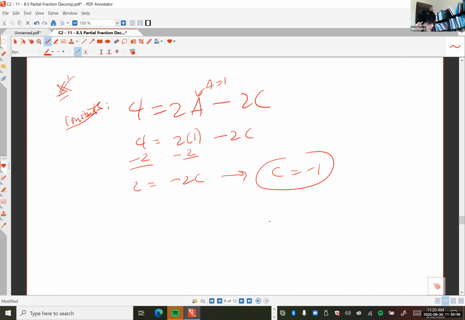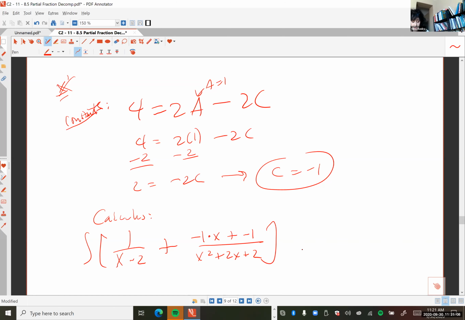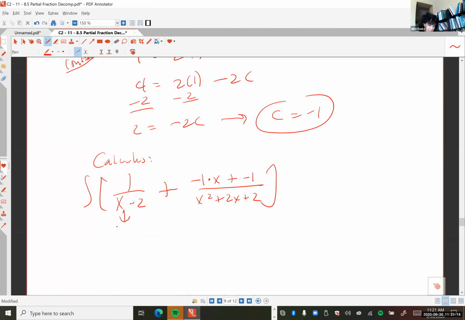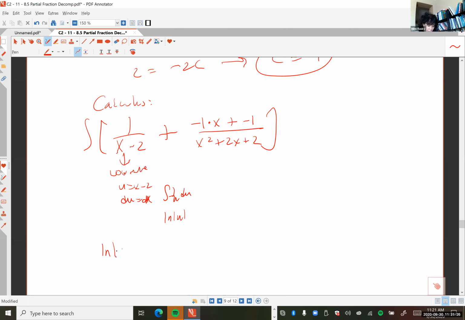So beautiful. So now the calculus begins. Well, what do you mean? I'm going to have my a, which I got as a 1, all over x minus 2, plus the bx plus c, all over that irreducible quadratic. And now what? Well, this is easy because you're just going to use the log rule. You know, u is x minus 2, du is dx, and this just looks like 1 over u du, and you're going to have ln of u, and that's just going to be ln absolute value of x minus 2. Okay, fine. Plus, now, what about this beast?